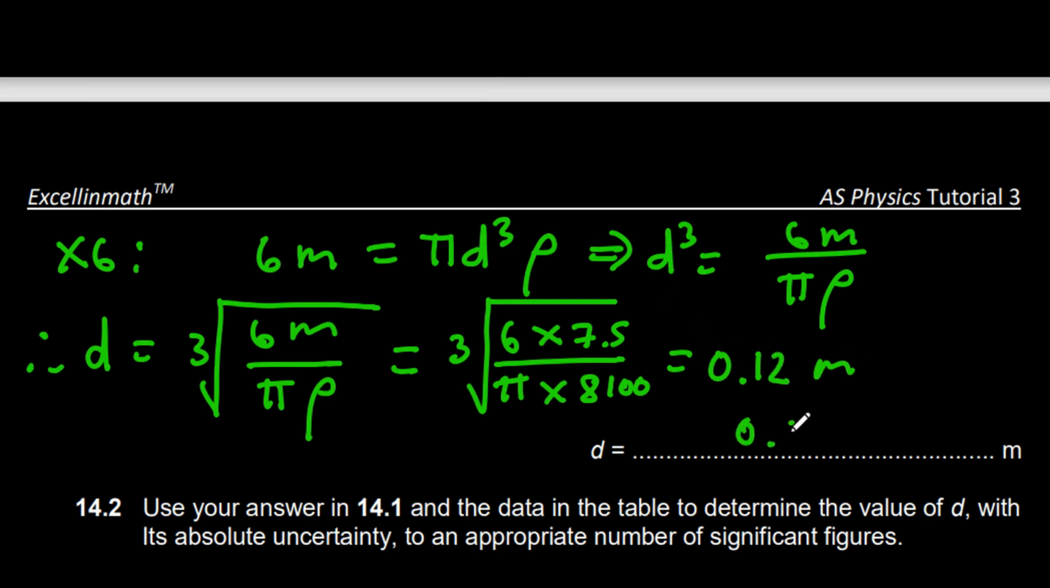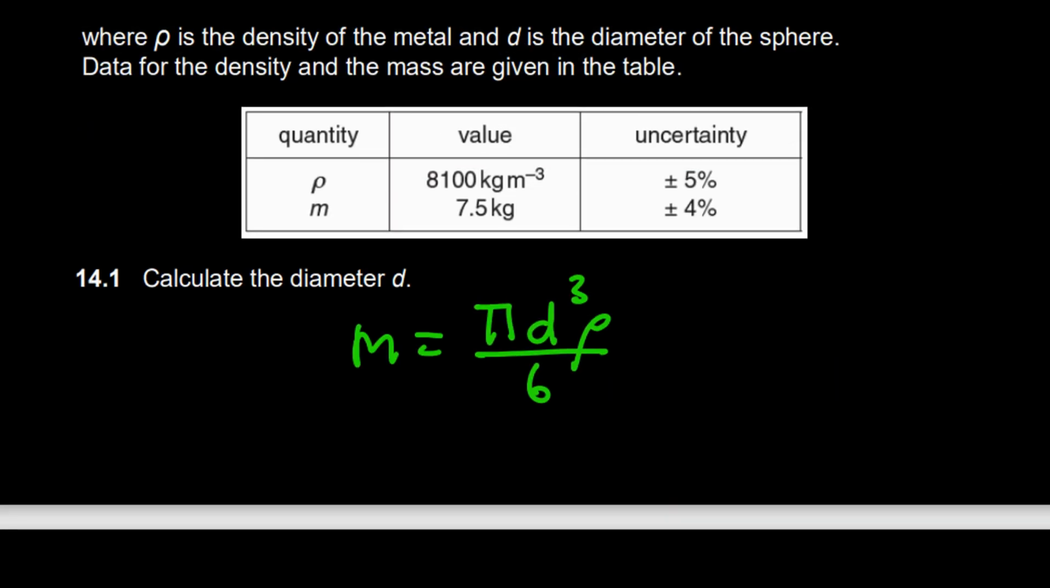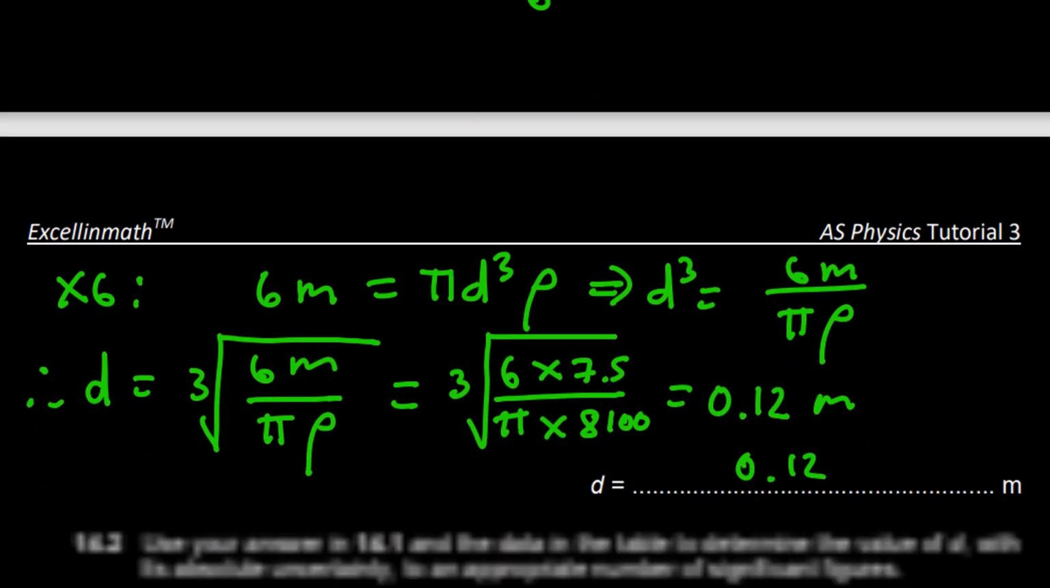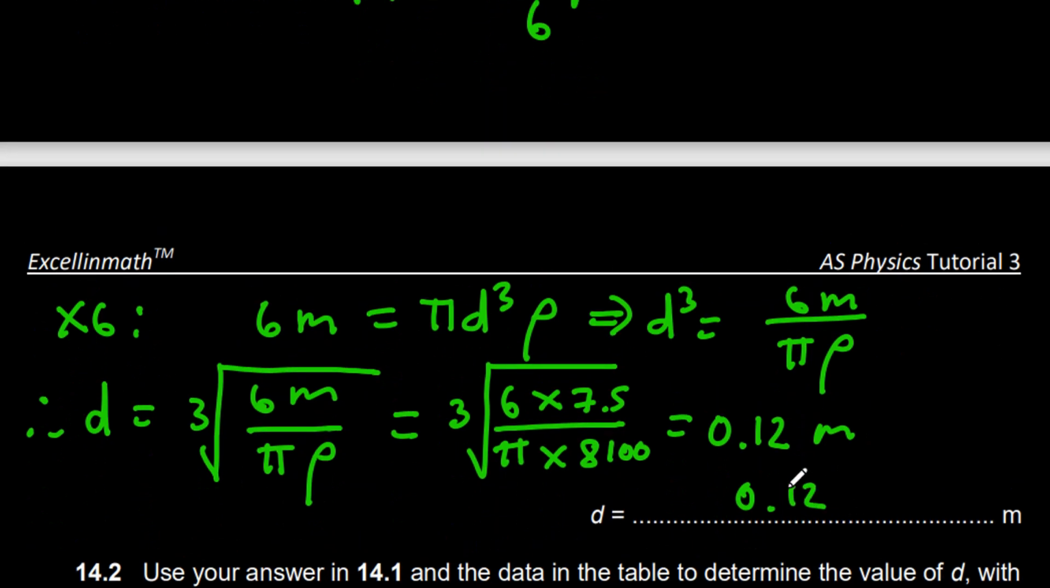meters. And the reason for that is that if we look at the data that we used in our calculation, the density and the mass are both given with two significant figures. And hence our answer for d must be with two significant figures.